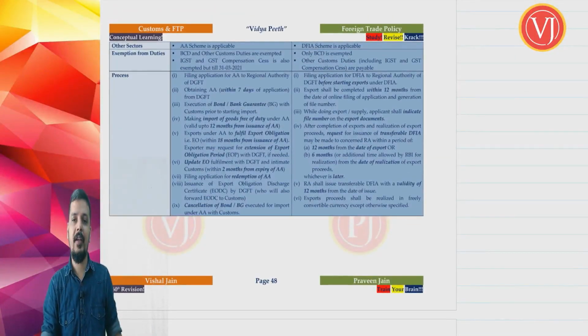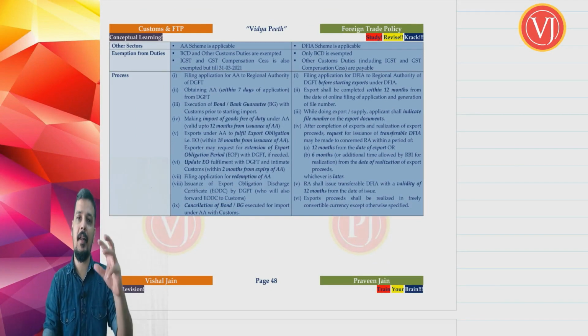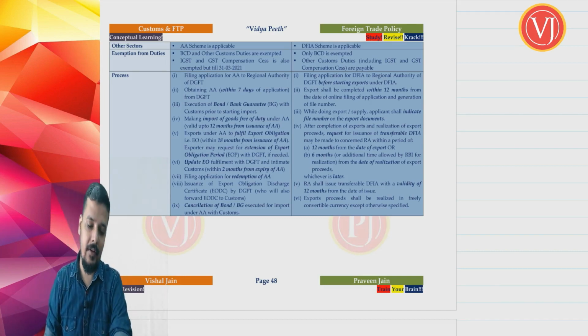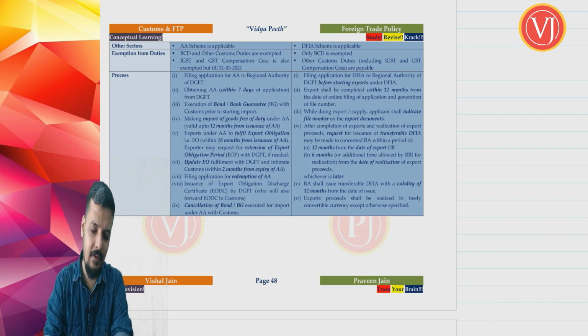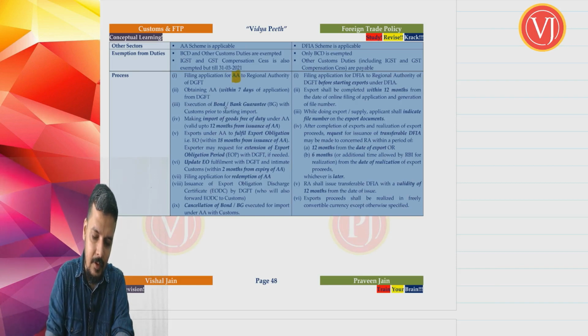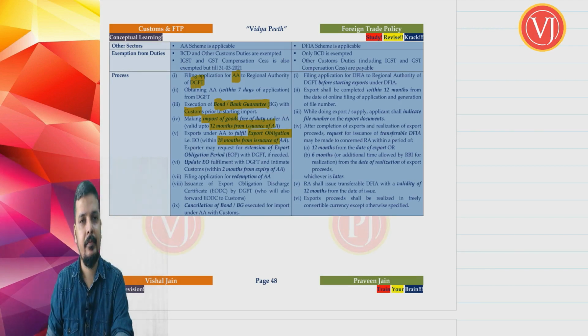Right? If you look at the sequence that we have discussed for your advance authorization, if you remember, there were totally 9 steps. First, you make an application for advance authorization, then you get your advance authorization and you execute a bond or bank guarantee with your customs. You get advance authorization from your DGFT, right? Then you import goods within 12 months from the date of advance authorization, and you promise your exports within 18 months from the date of issuance of advance authorization, right?